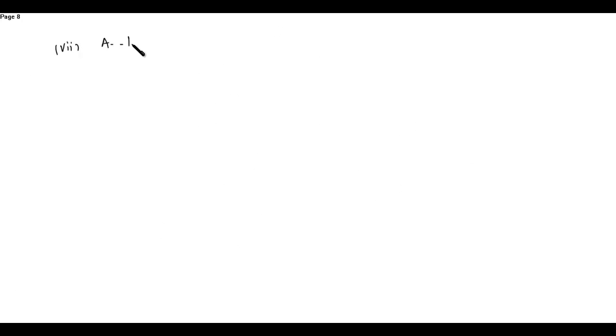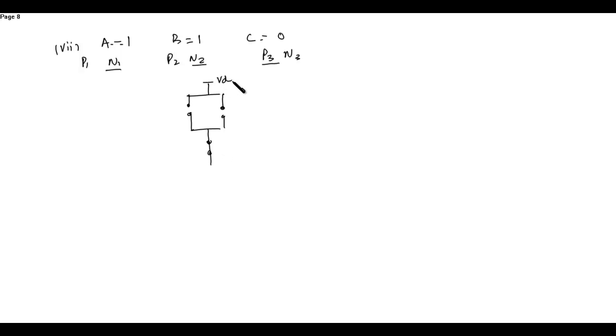In the seventh condition, when A is equal to 1, B is equal to 1, C is equal to 0. So P1 N1, P2 N2, and P3 N3. N1, N2 will turn on and P3 will turn on. The other three will remain off. So P1 is off, open circuit. P2 is off, again open circuit. P3 is on, so short circuit. This is P1, this is P2, this is P3.